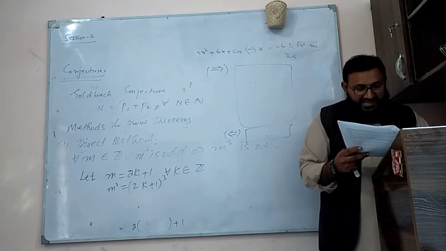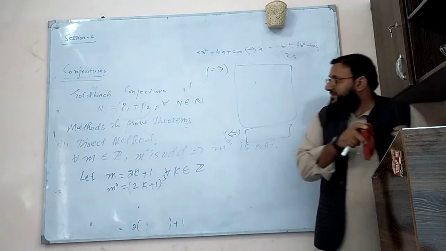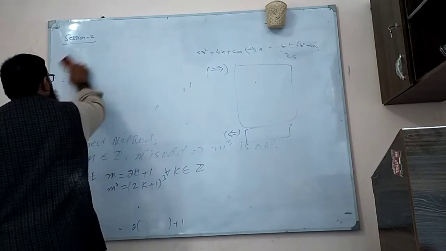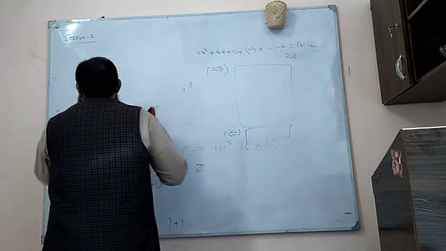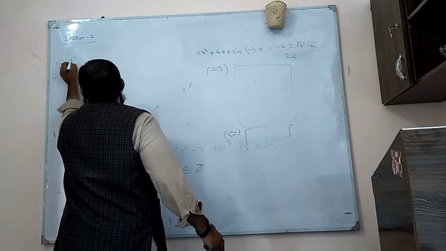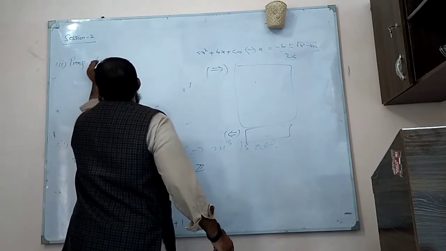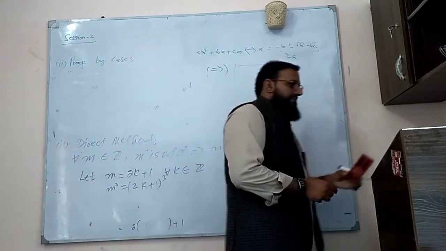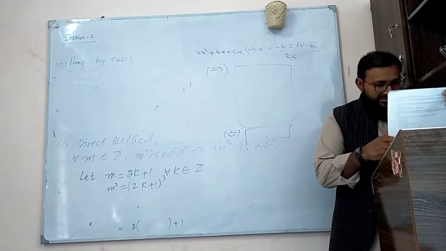Another is proof by cases. It's a bit easy. Number 2, proof by cases. So let me take an example.